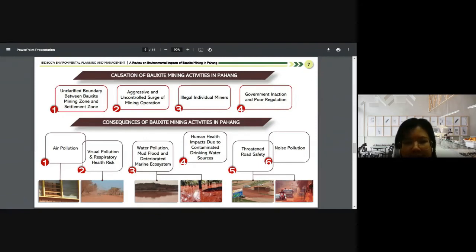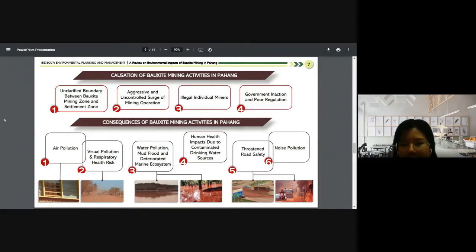Okay, so the fourth is the human health impact due to the contaminated drinking water sources. This is found when the water body is detected to have high concentration of aluminium and heavy metals. The fifth is threatened road safety, because the lorry drivers tend to overload their lorries to obtain more pay, and overloaded lorries will damage the road and risk their life or the life of other users.